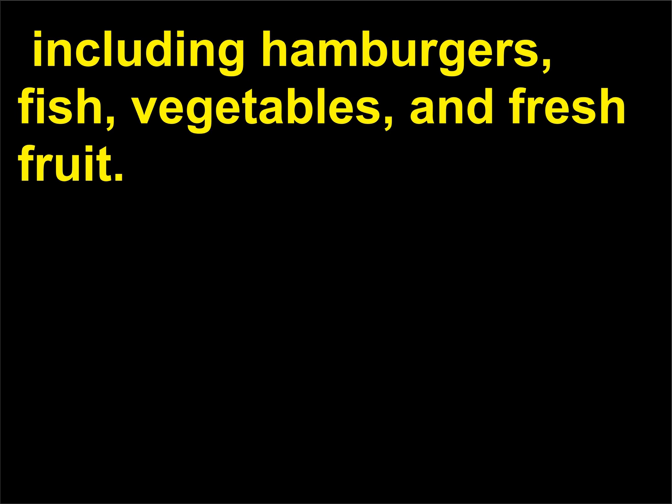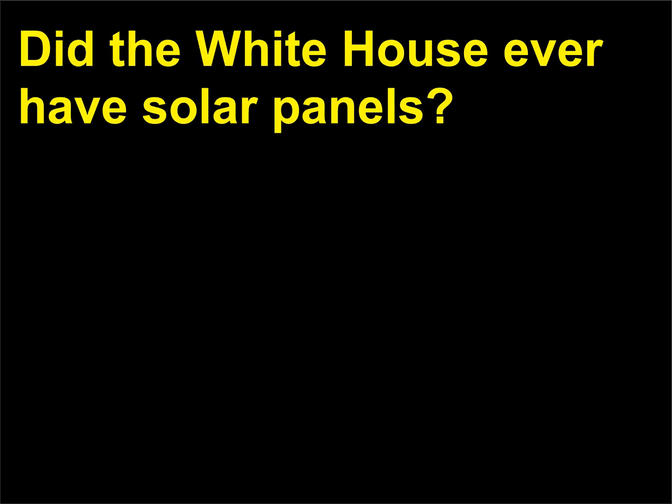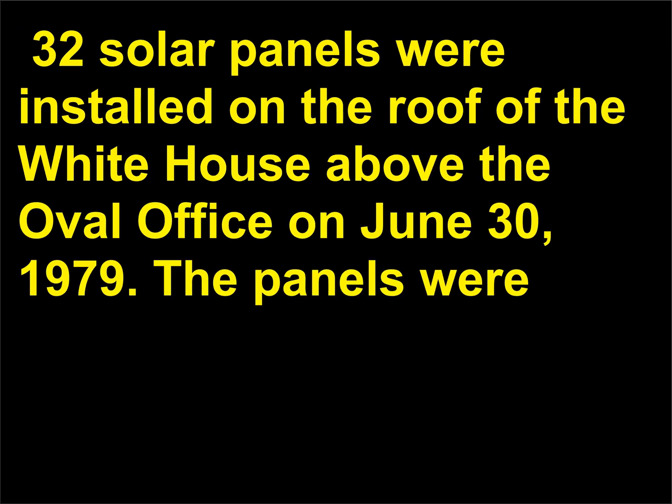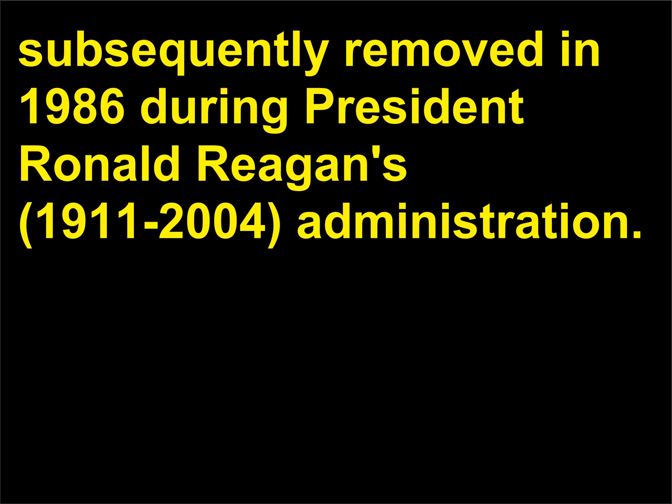Did the White House ever have solar panels? Yes, during President Jimmy Carter's administration. 32 solar panels were installed on the roof of the White House above the Oval Office on June 30, 1979. The panels were subsequently removed in 1986 during President Ronald Reagan's administration.